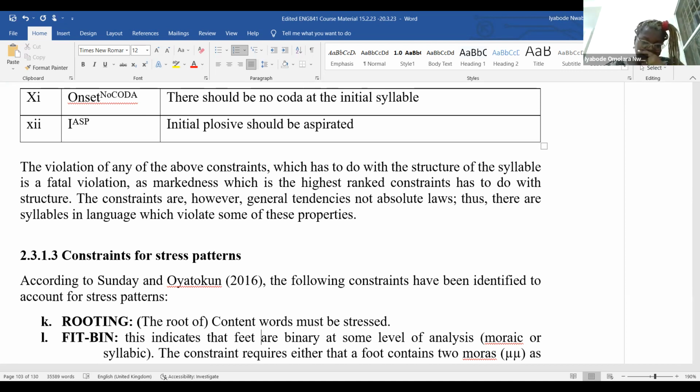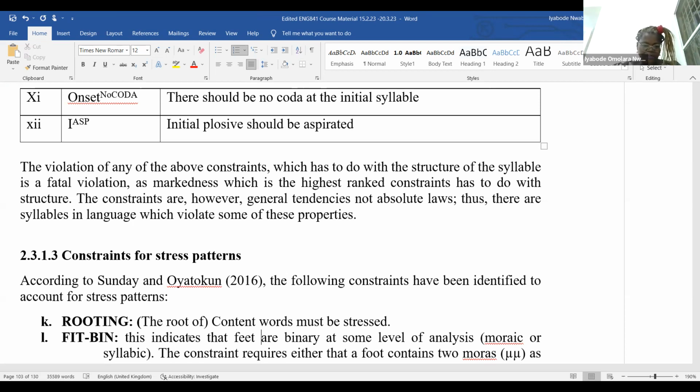Okay, there's a comment here I want us to look at because we're going to discuss this. The constraints are, however, general tendencies, not absolute laws. Thus, there are syllables in languages with more or less some of these properties. Okay, so I just wanted to draw attention to that because I have something for us to think about as we go along.